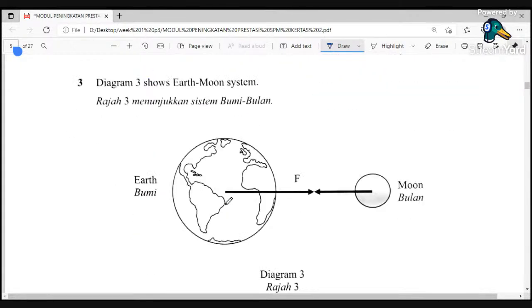Okay, number 3, Earth-Moon system. Okay, but there are two objects here, Earth and Moon, according to Newton gravitational law of gravitation. So there are gravitational forces between Moon and Earth. This one is Earth pulling the Moon. This is the Moon pulling the Earth. Same magnitude, opposite direction. Okay.